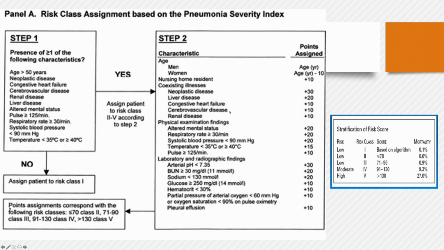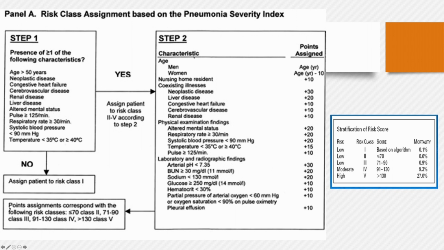This is the PSI, the Pneumonia Severity Index, and as you can see, you start off with step 1 over here. So you're looking for any one of these things to be positive. If the patient's 51 years old, bam, you already have one positive, you move on. If you have a yes, you move on to step 2. And you can see the list here of all the different things that are included in step 1.